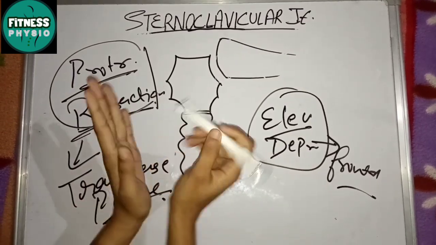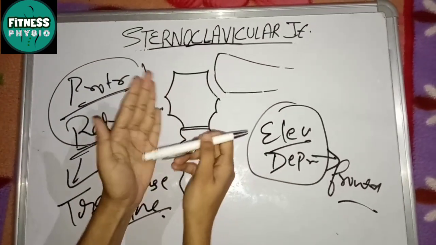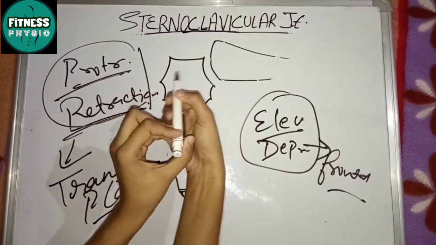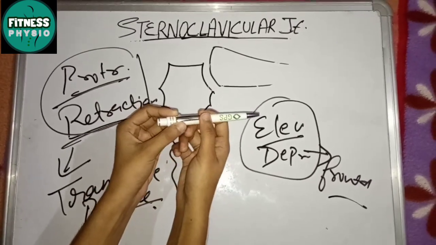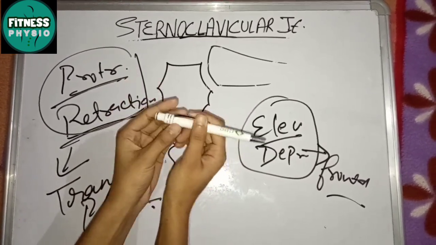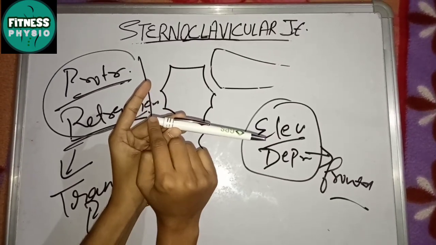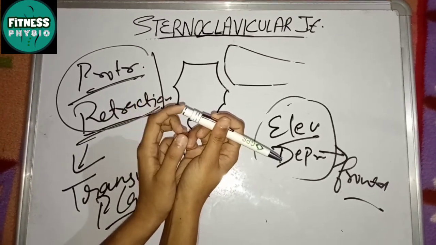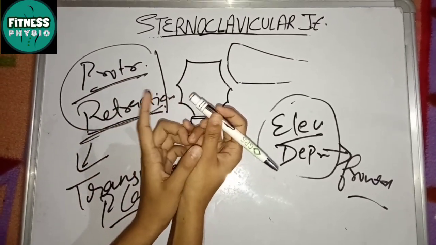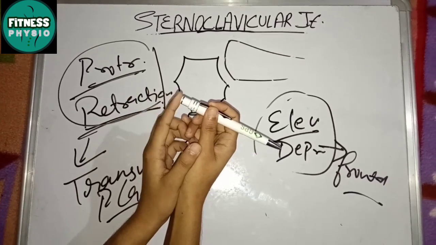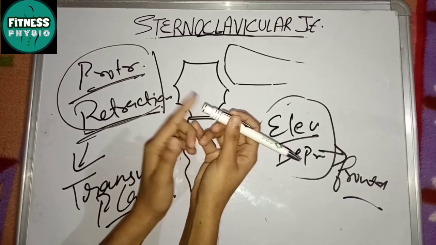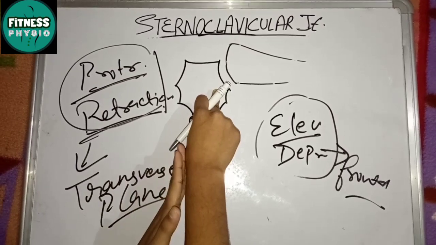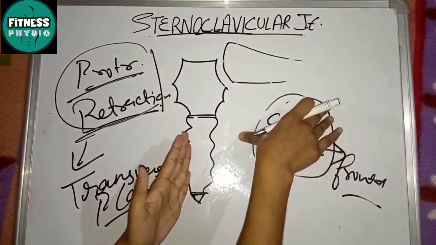So now what happens in protraction and retraction? Protraction is your clavicle moving forward and retraction means your clavicle is moving backward in posterior direction. I have already told you in elevation and depression that it is your convex part, but in protraction and retraction the concave part of your clavicle is moving on the convex part of your manubrium sterni. This is just opposite of elevation and depression.